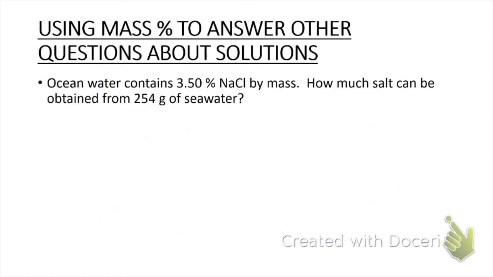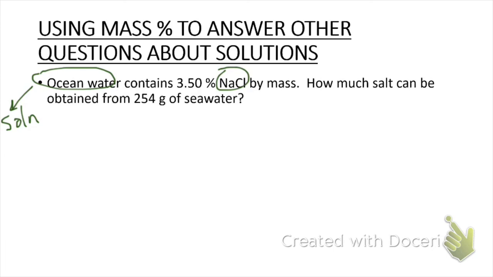And the last problem that we looked at in class was using mass percent to answer something a little more useful. Okay, so we're being told that our ocean contains 3.5% sodium chloride by mass. And if I had 254 grams of seawater, meaning the ocean water, how much salt would I have? So we need to recognize that this ocean water is our solution, and we're being given percent mass information. The sodium chloride would be the solute.